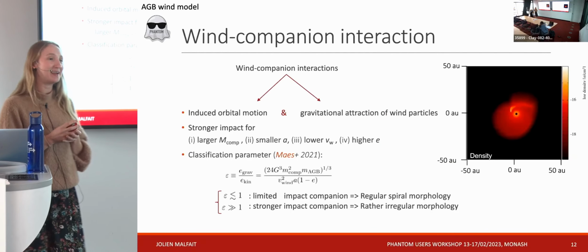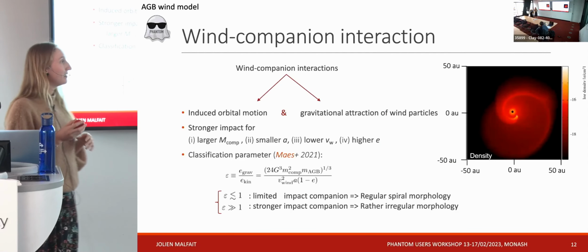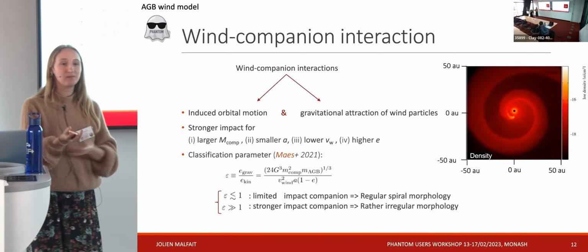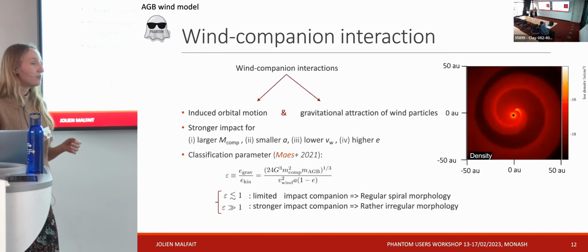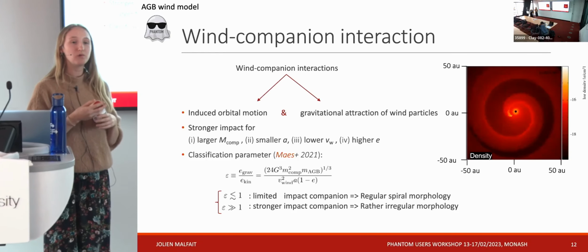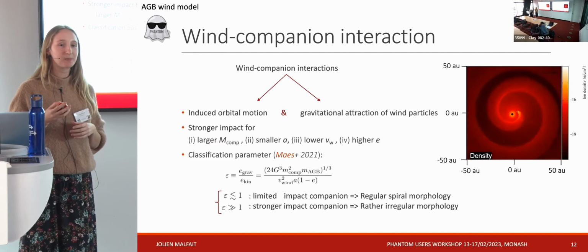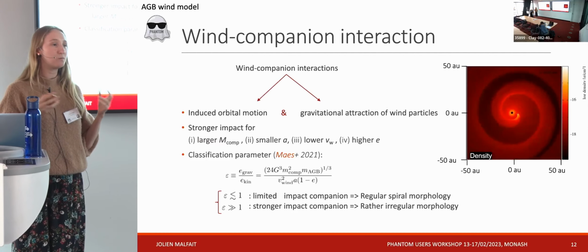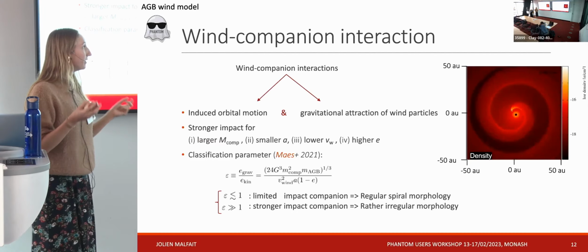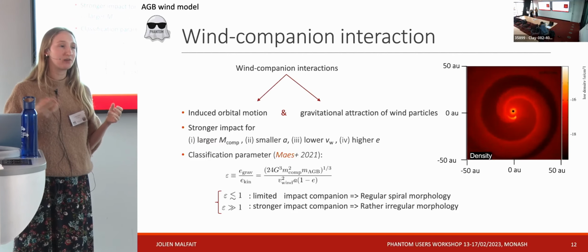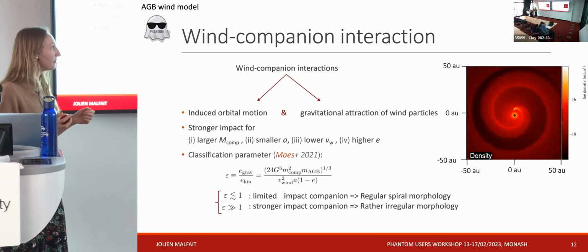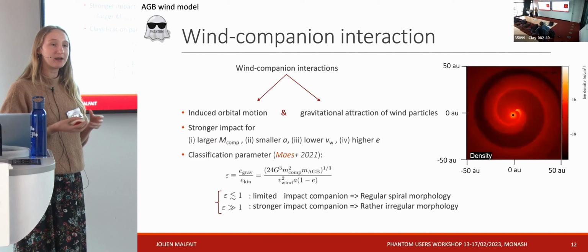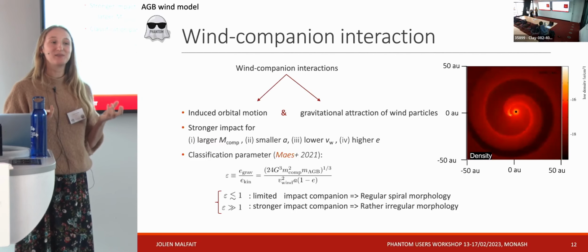So to give you a bit of an idea of what is happening, if we have a companion impacting the wind, this companion has two main ways in which it has an impact. At first, it induces the orbital motion of both stars around the center of mass. And as the AGB star is orbiting around the center of mass and launching its wind particles, it already tends to create a spiral structure in the wind. And then secondly, you also have the companion that is orbiting, and this companion is also gravitationally attracting the wind particles. In this way, it also tends to create a spiral structure.